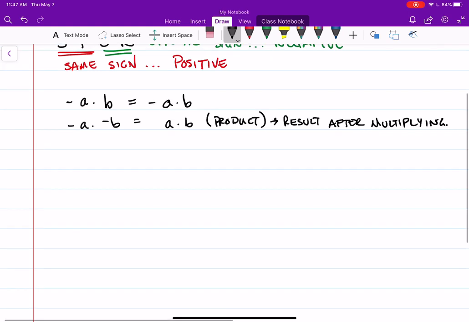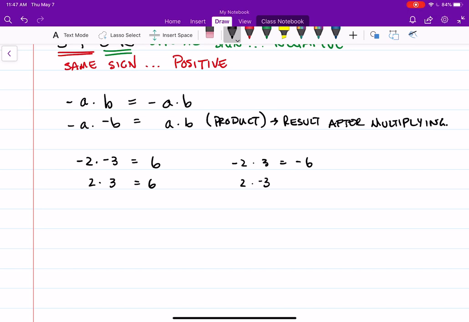So if I had -2 times -3, that's going to equal positive 6, which is the same thing as 2 times 3, which is also equal to positive 6. But if I had -2 times 3, the 2 is negative, the 3 is positive, opposite signs, then I'm going to have a negative, and 2 times 3 is 6, so -6. If I had 2 times -3, same thing. I'm going to get a -6 because the signs are opposite.